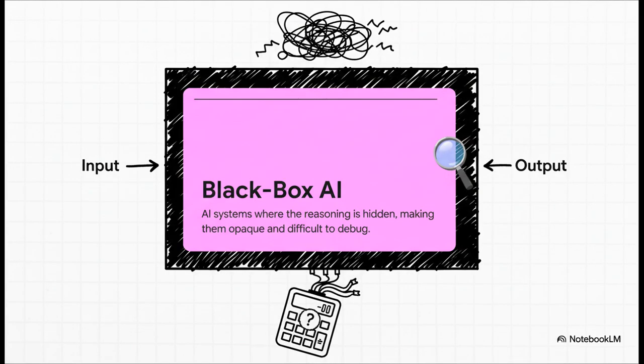Think about the AI that dominates the headlines, right? Especially the big large language models. They're what we call black boxes. We give them a prompt, they spit out an answer.